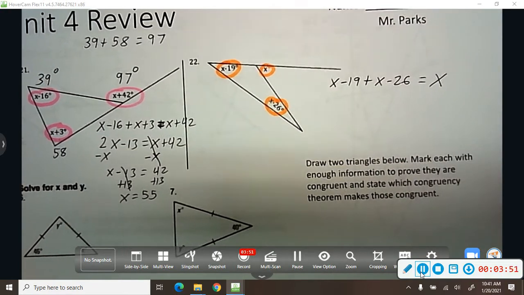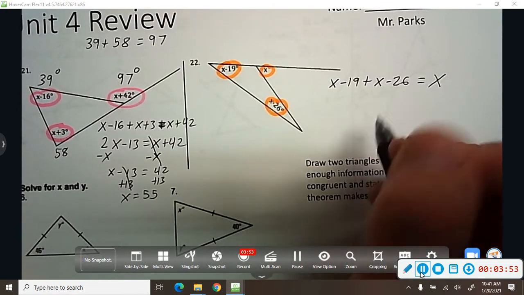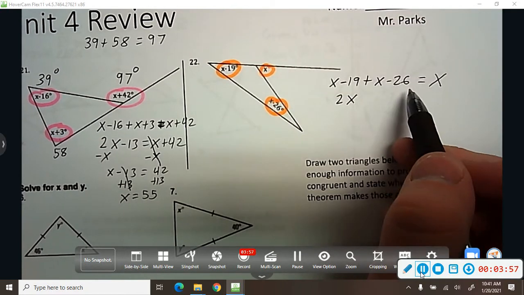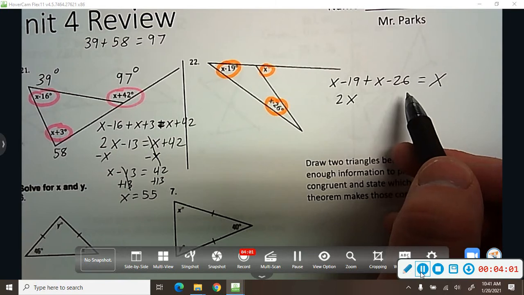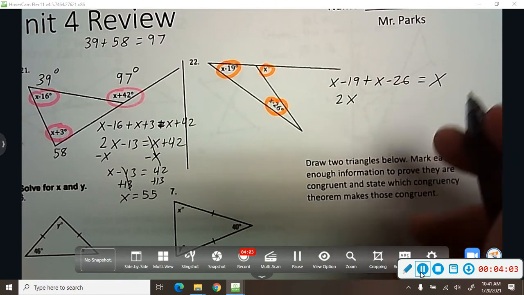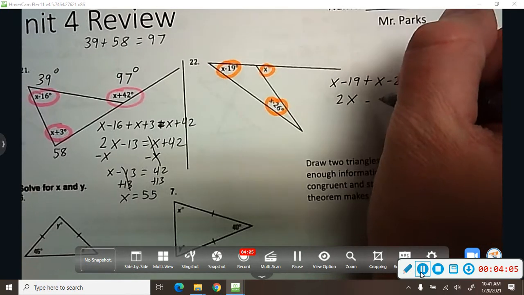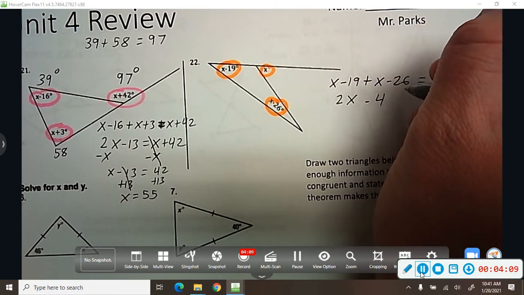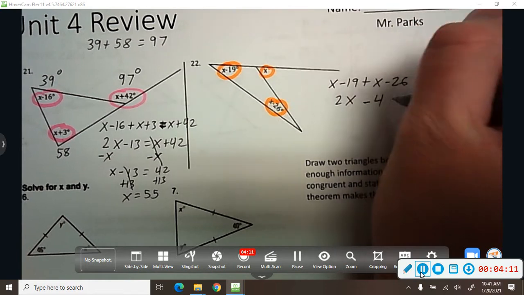And then from there it's algebra. So on the left I have x and x makes 2x. Negative 19 and 26 would be negative 45.